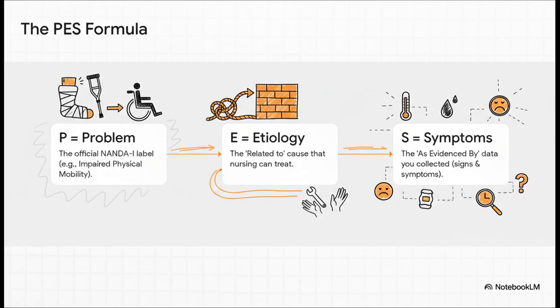So for the most common type, the problem-focused diagnosis, we use this simple little formula, PES. P is for the problem. That's the official NANDA-I label, like impaired mobility. E is for etiology. That's the related to part, the cause. And S is for symptoms. That's your as evidenced by data, the proof that backs up your claim.